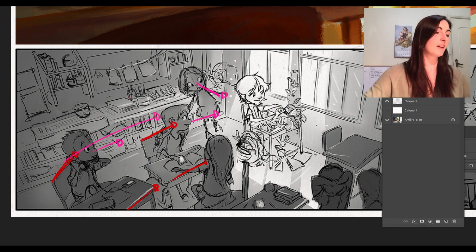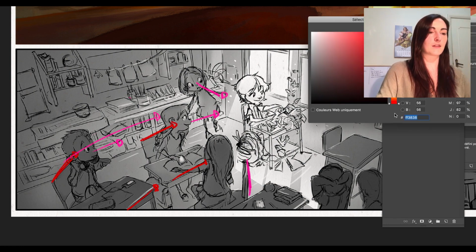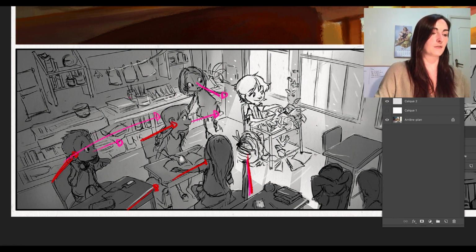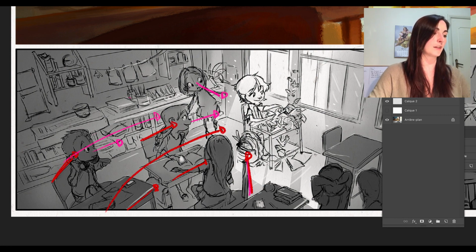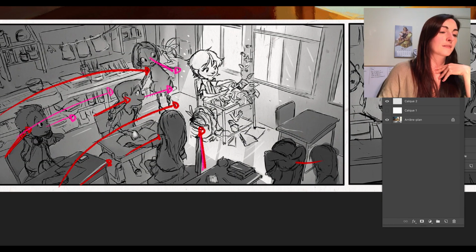So even the chair here. Oh, let me use red. Even the chair here is really used to make sure that you have all those lines telling you to pay attention to what's going on here with this character. So even those characters are checking that guy.